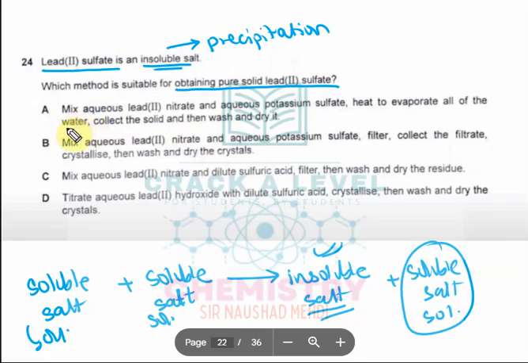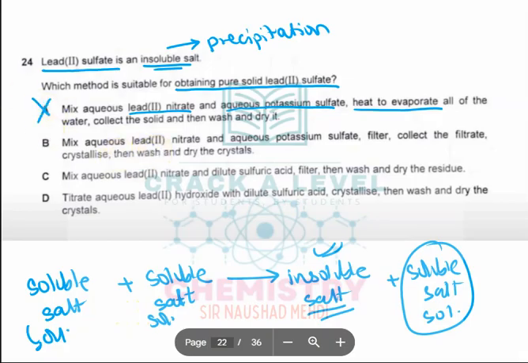Now just look at the statements. Mix the lead(II) nitrate, which is a soluble salt, and aqueous potassium sulfate, heat to evaporate. You all know that in this method of precipitation, no heating is required. You just have to mix the two soluble salts and filter it out. So this is not the correct answer.